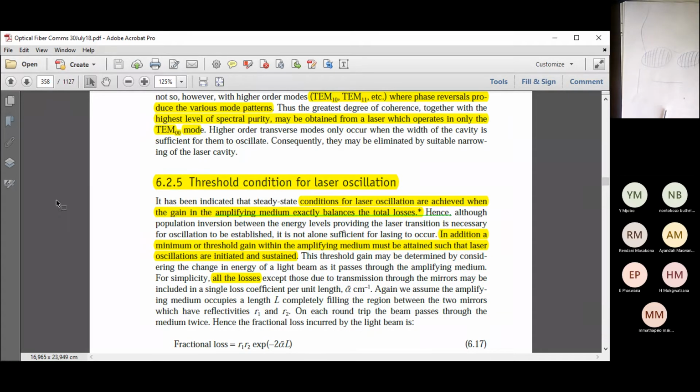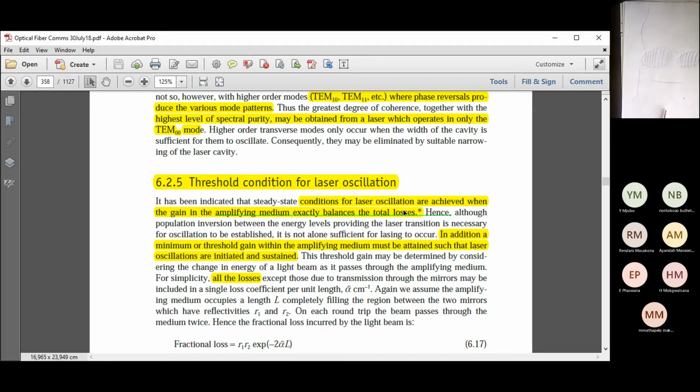There's a threshold condition for a laser. What is the threshold making a laser work or not work? In other words, the laser shines or it's dead. There's a threshold. Now, the condition for oscillation is when the gain in the amplifying medium balances the losses. So when the gain is exactly equal to the losses.